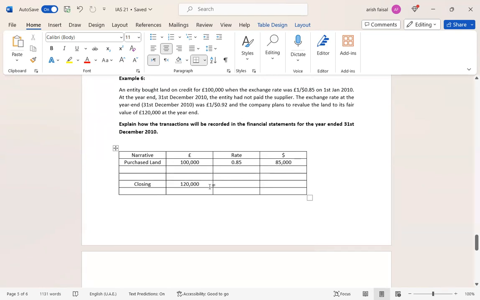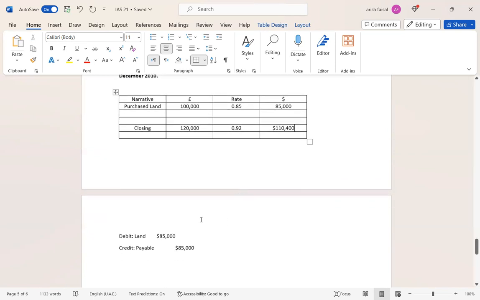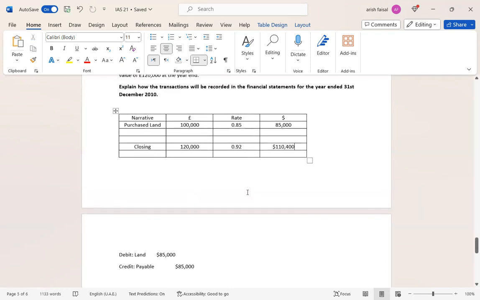So 120, and the rate at that date is 0.92. So this will give me 120,000 multiplied by 0.92, which gives me 110,400. Initially you record the land at 85, but because at the end of the year you're trying to bring it to its fair value, you're using the revaluation model. So now you can see that there has been an increase in the value of 25,400.